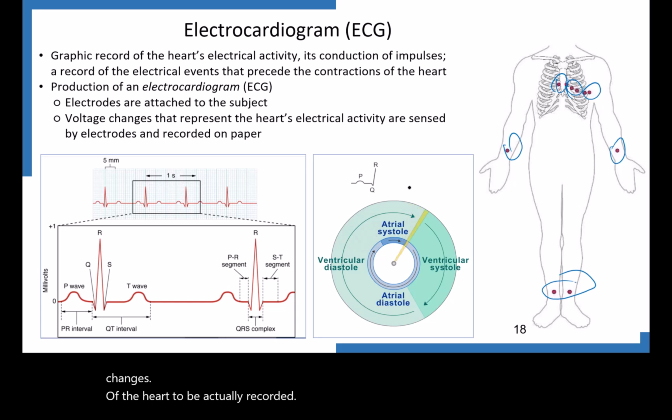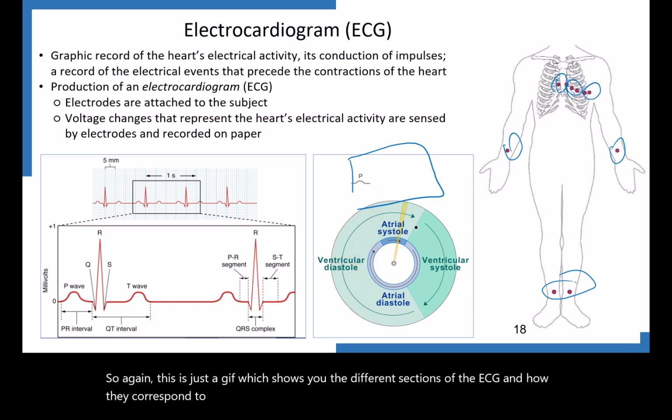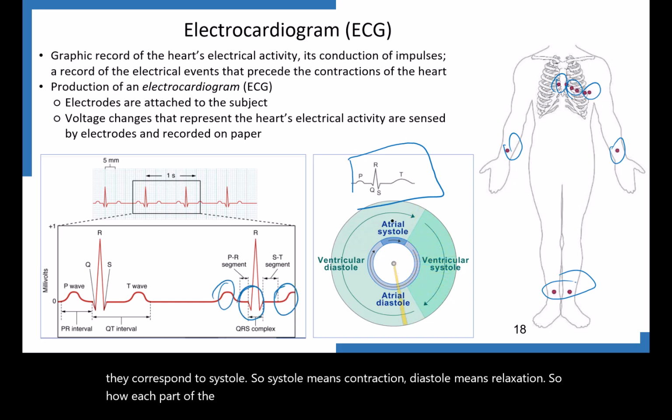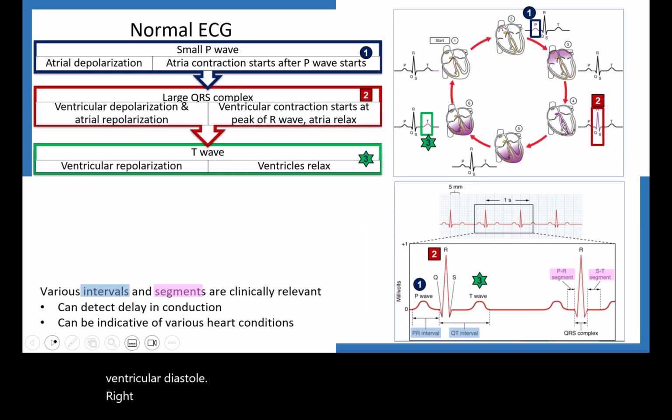So again, this is just a GIF which shows you the different sections of the ECG and how they correspond to systole. So systole means contraction, diastole means relaxation. So how each part of the ECG corresponds to either atrial systole, ventricular systole, atrial diastole, ventricular diastole. Right? So we'll talk about that more as we go through here.